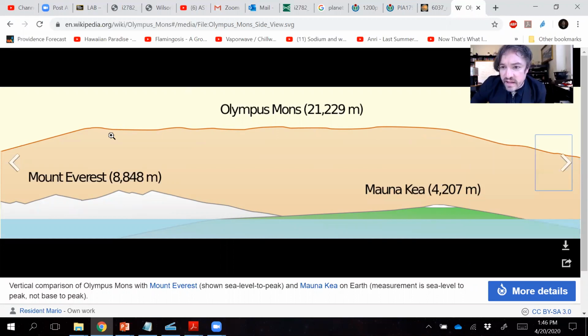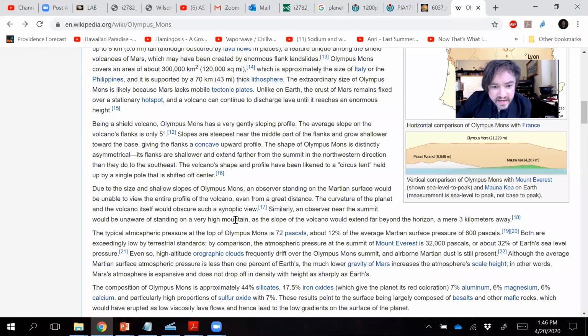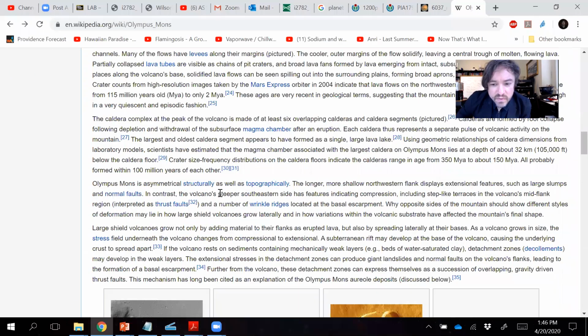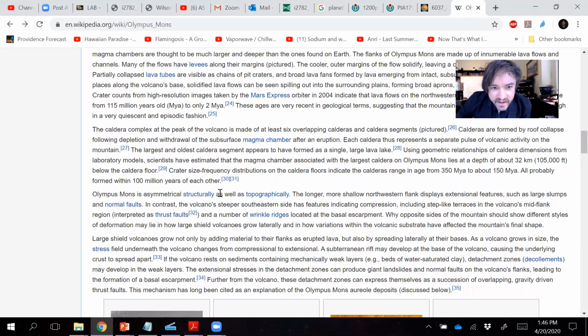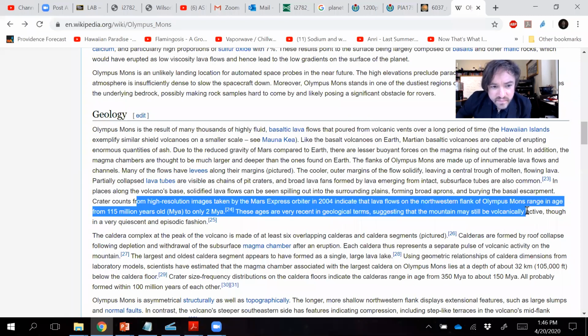Somewhere in this wiki article, from what I remember, they've estimated that the last eruption was something like 150 to 200 million years ago, which is about what you'd expect if you have those impacts hitting every 100 million years or so. Oh, here we go. Crater counts from high-resolution images indicate that the lava flows on the northwestern flank range in age from 150 million years to 200 million years.